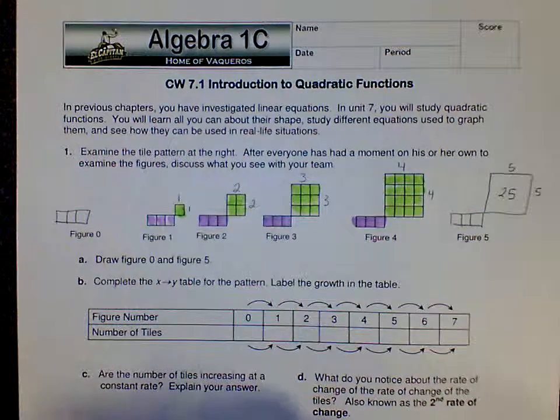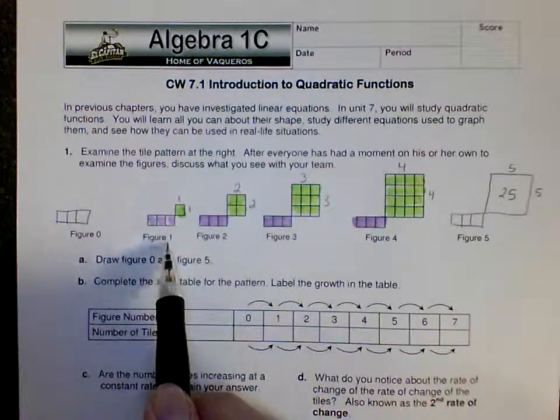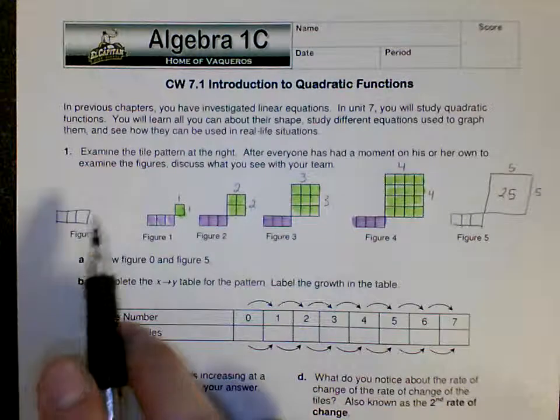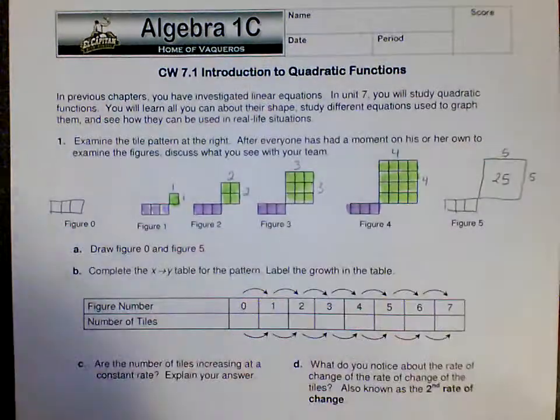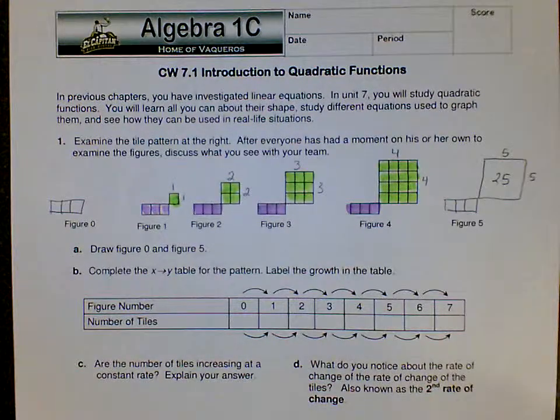And if we go back to figure 0, if we've got figure 1 is a 1 by 1, figure 2 is a 2 by 2, figure 0 is going to be a 0 by 0 square. So there's not going to be any additional square there. It's just going to be those 3 bottom tiles. So let's put this information into the table.